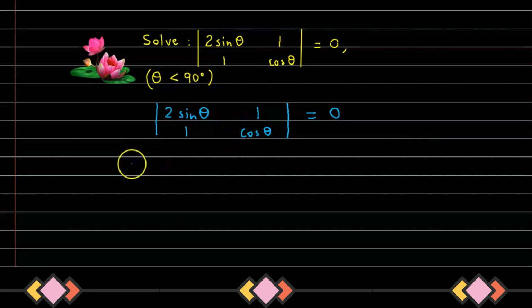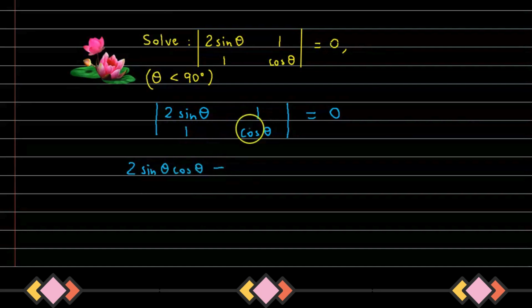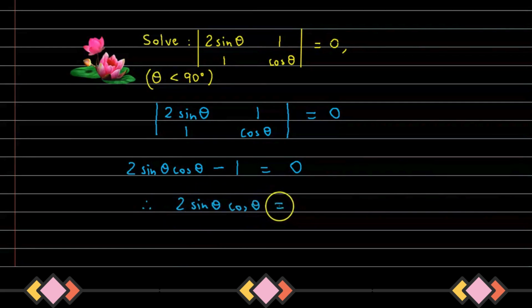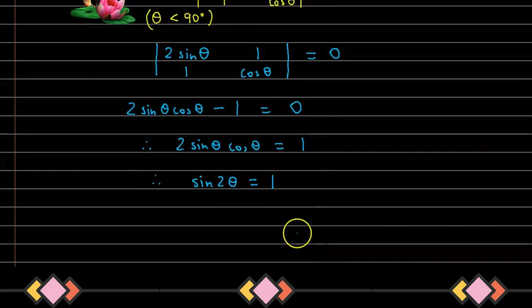ये multiply करते हैं तो ये हो जाएगा 2 sin theta cos theta minus 1 into 1, that is 1, is equal to 0. So therefore 2 sin theta cos theta is equal to, ये negative 1 इस तरफ चला जाएगा तो हो जाएगा 1. But we know that 2 sin theta cos theta होता है sine of 2 theta. So therefore sine 2 theta is equal to 1.